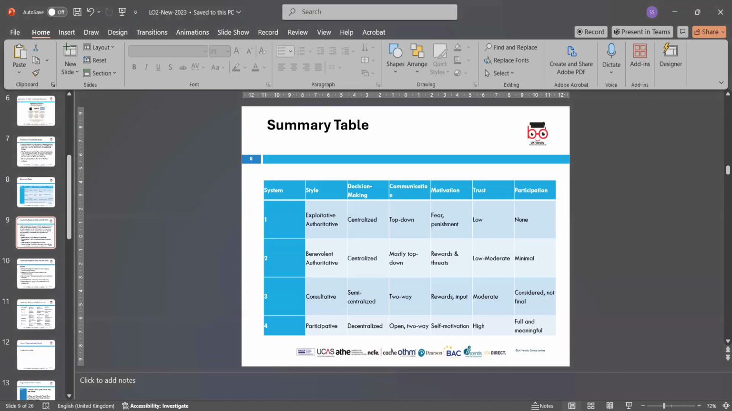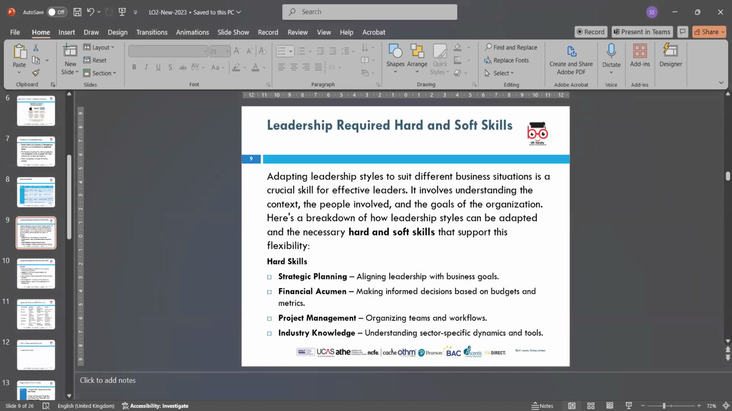So these were the leadership styles. So leadership requires some kind of hard and soft skills.